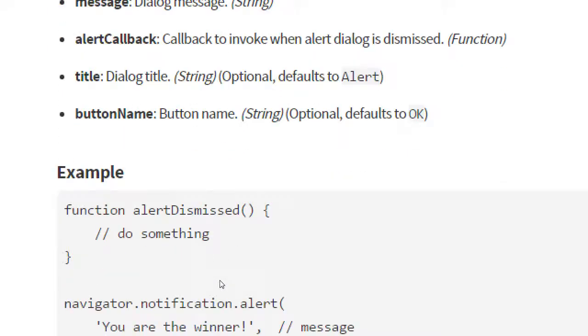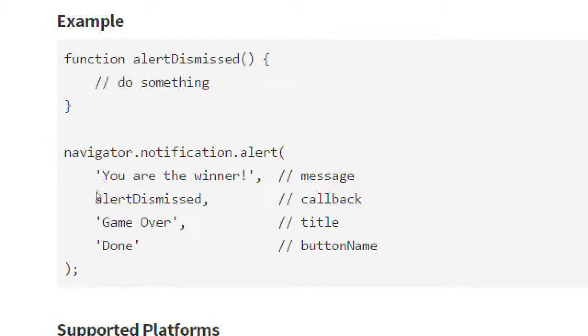Further, the example works like this. Let me skip this part first. So the example says navigator.notification.alert, open parentheses, close parentheses. It's just divided up into multiple lines for readability. The first parameter then, here in quotes, "You are the winner." That's the message. Comma, alertDismissed, that's the callback function. When someone clicks the done button, then the alertDismissed function will fire, which is up there and it doesn't do anything yet. Comma, "Game Over." That's the text that will appear on top of the box, comma, and then what's the text on the button.